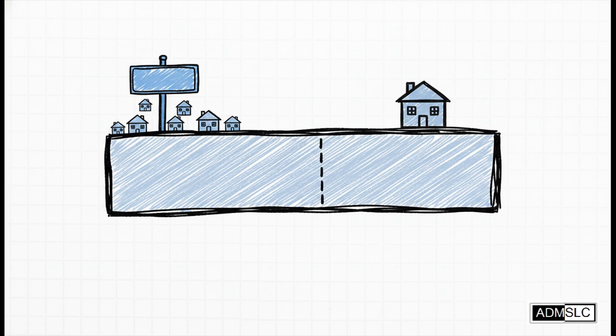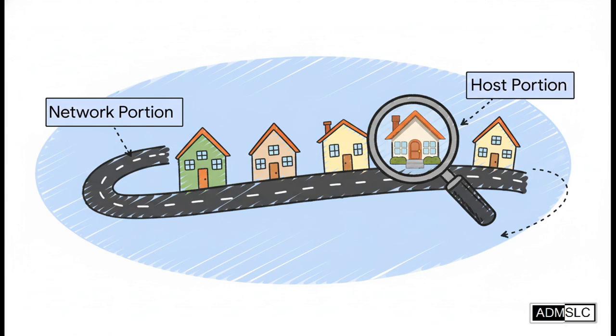It's pretty neat. Let's use an analogy to make this super clear. Think about how the postal service works. The network portion of an IP address, that's like the street you live on. It identifies the whole neighborhood where all your local devices are. Then you have the host portion. That's like your specific house number. It pinpoints your exact device on that street. You absolutely need both to get that package delivered to the right spot, right?